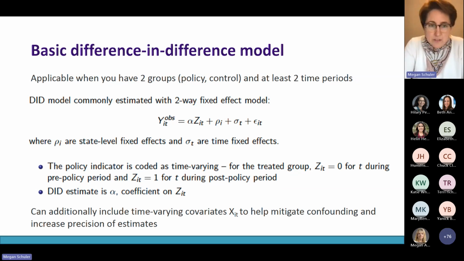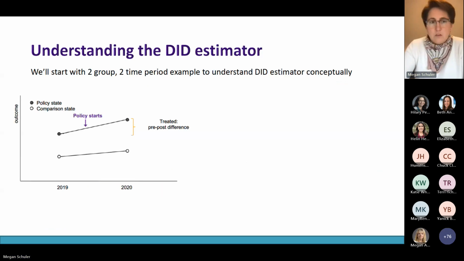And although the basic diff and diff model does not include covariates, you can additionally include a vector of time-varying covariates to further control for potential state-level confounding, as well as to increase precision of the effect estimate. So we're going to walk through some figures that will hopefully help to illustrate what exactly the diff and diff estimator is doing conceptually and how it gets its name.